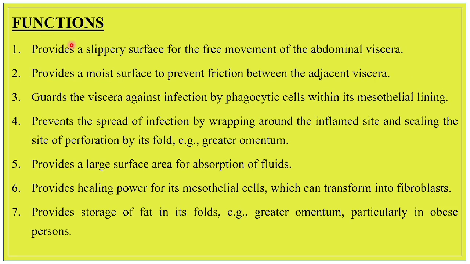And coming to the functions of the peritoneum, it provides a slippery surface for the free movement of the abdominal viscera. It provides a moist surface to prevent friction between adjacent viscera, and guards the viscera against infection by phagocytic cells within its mesothelial lining. It prevents the spread of infection by wrapping around the inflamed site and sealing the site of perforation by its fold, that is the greater omentum, and provides a large surface area for the absorption of fluids. It provides healing power through its mesothelial cells, which can transform into fibroblasts, and it provides storage of fat in its folds, for example in the greater omentum, particularly in obese persons. So these are the functions of the peritoneum.